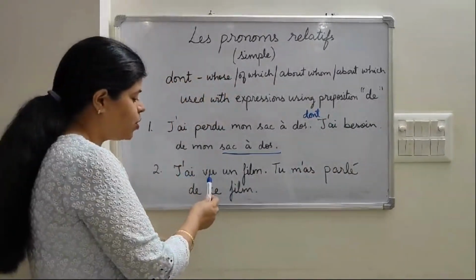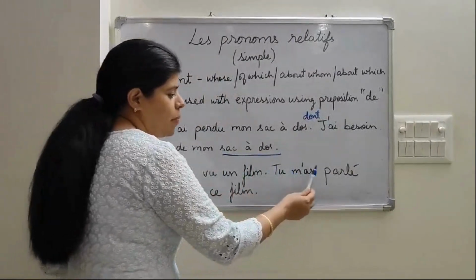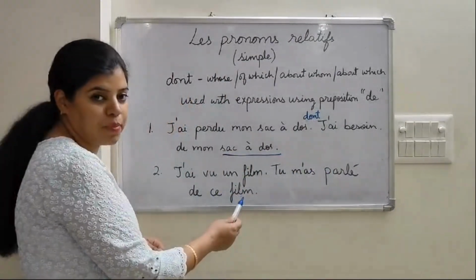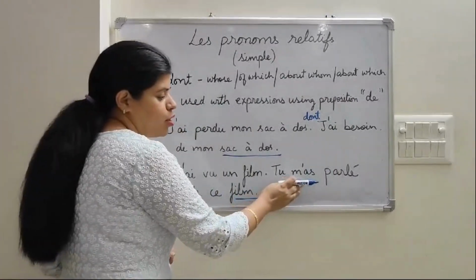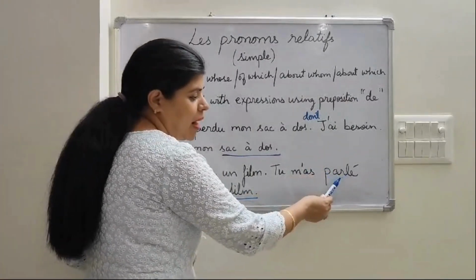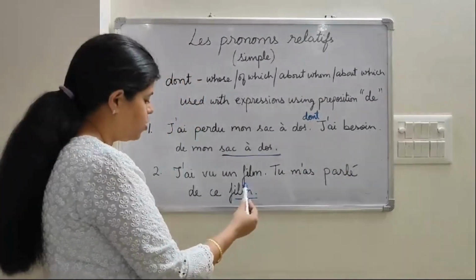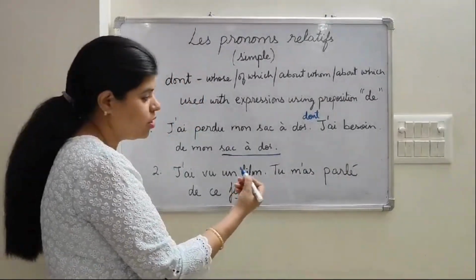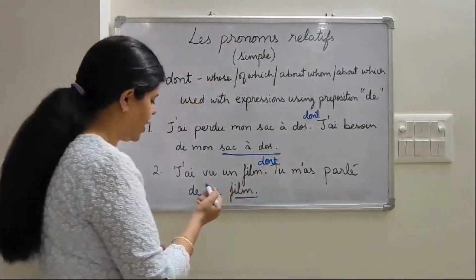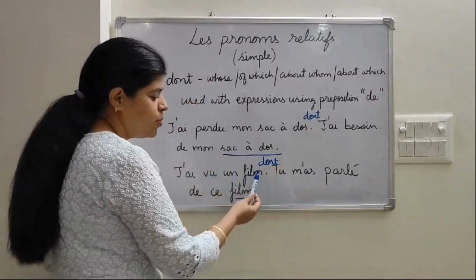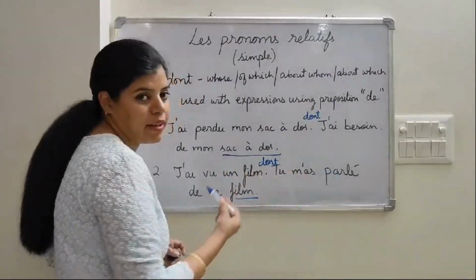Next one, j'ai vu un film, tu m'as parlé de ce film. What is being repeated? Film in the sentence. And here the expression is the verb parler de quelque chose. So to replace this, I'll be using dont. And my sentence after joining will become j'ai vu un film dont tu m'as parlé.